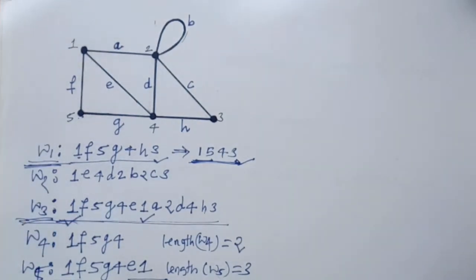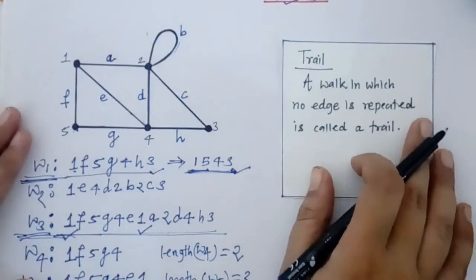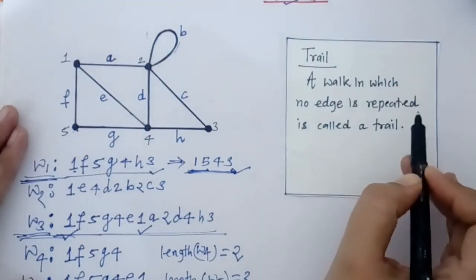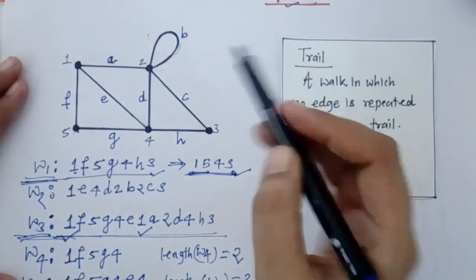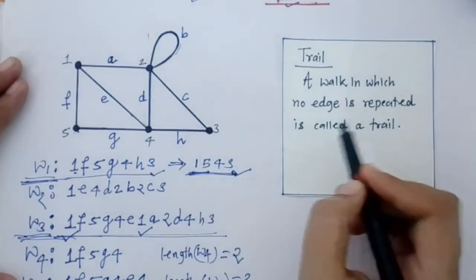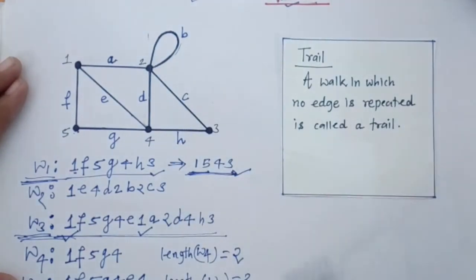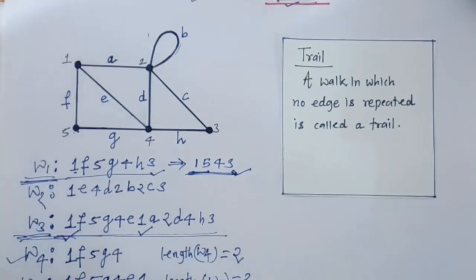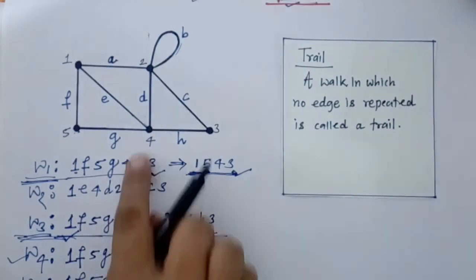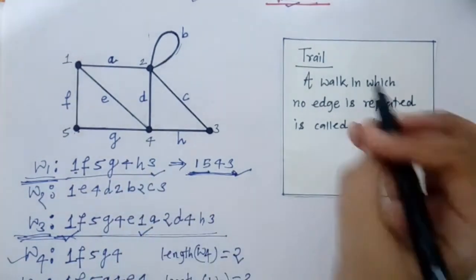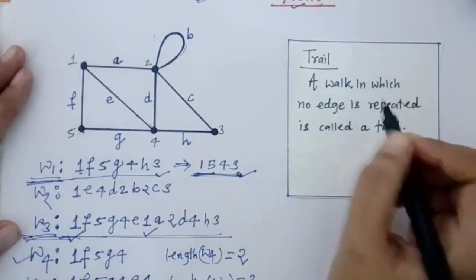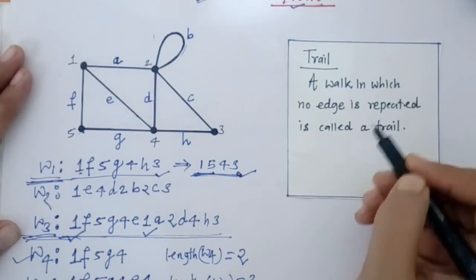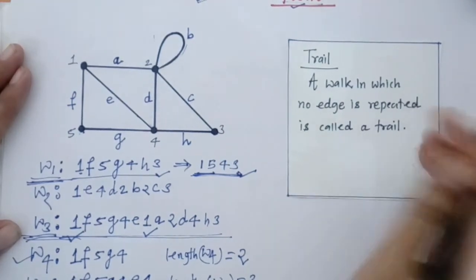Now next we have trail. So what is trail? A walk in which no edge is repeated is called a trail. So we can see that here W4, W5, these are the trail. Now we can also check whether a walk is a trail or not. What we have to check is that in this walk there should be no repetition of edge. We can repeat vertex but we can't repeat edge here.